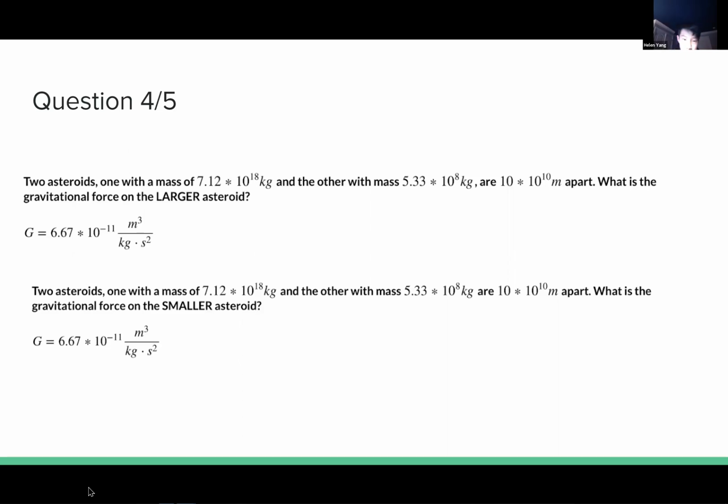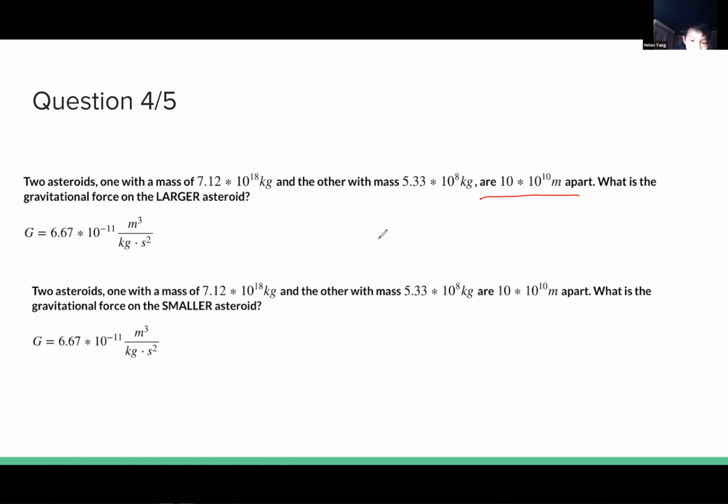Okay, so I'll go over the question now. It asks, two asteroids, one with a mass of 7.12 times 10 power 18 kg, and the other with a mass of 5.33 times 10 to the power 8 kg, and they are that distance apart. What is the gravitational force on the larger asteroid?